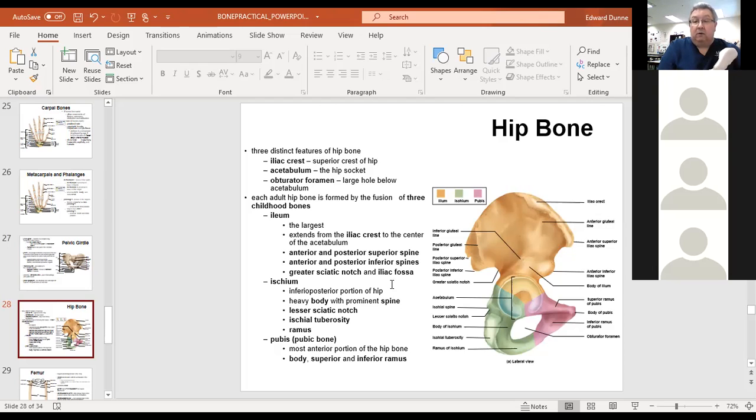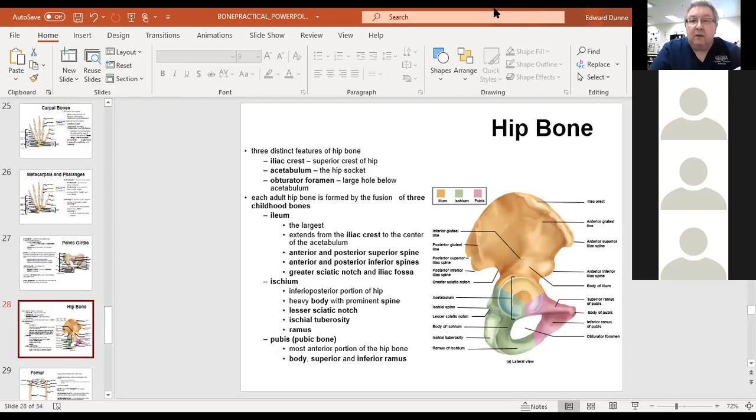Okay. So let's take a look at it the way it would be in the picture. This upper half that's tan in the picture is the ilium section of the hip bone. You know it's the ilium section because the top of it has the iliac crest. This area right here is the iliac crest. So this top section here is the ilium. The next section is known as the ischium.